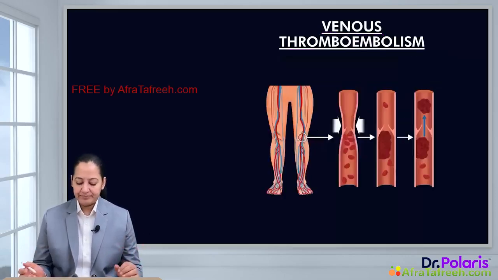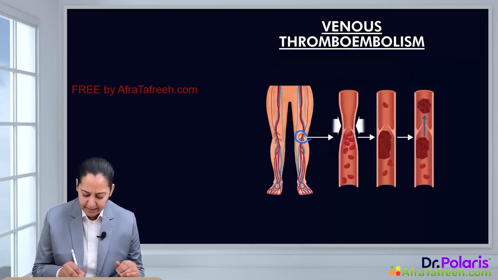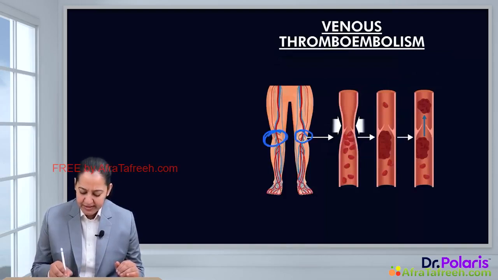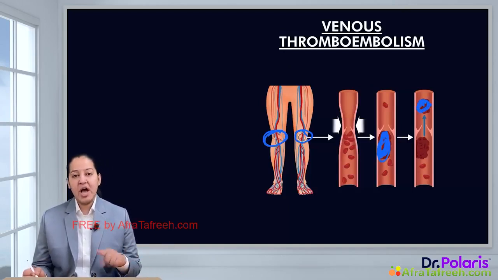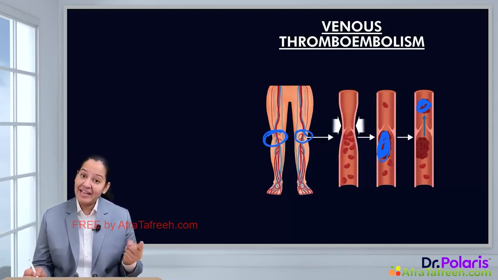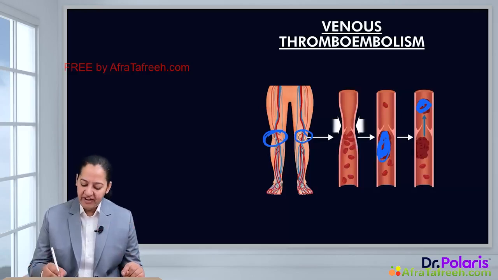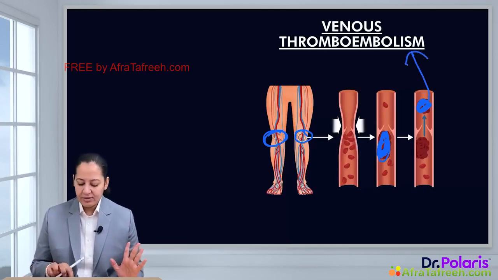That is the sources. You can see these are the deep veins of the lower limb. Please appreciate, if I zoom out, you can see first a thrombus is formed, and once the thrombus gets detached, it gets converted into an embolism. So such an embolism is a thromboembolism inside the deep veins of the leg. This is a venous thromboembolism because it is present in the veins of the leg. So this is how it arises.